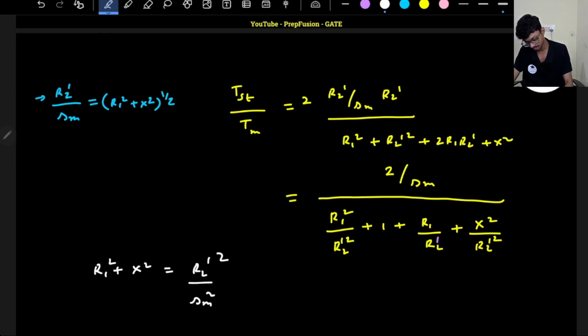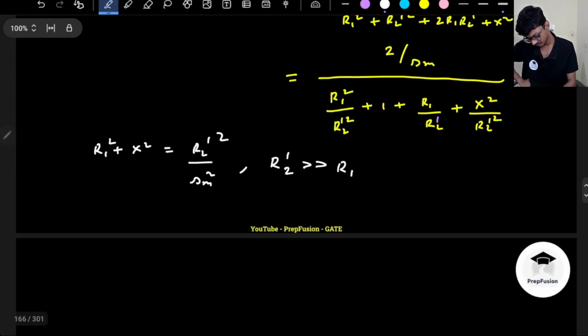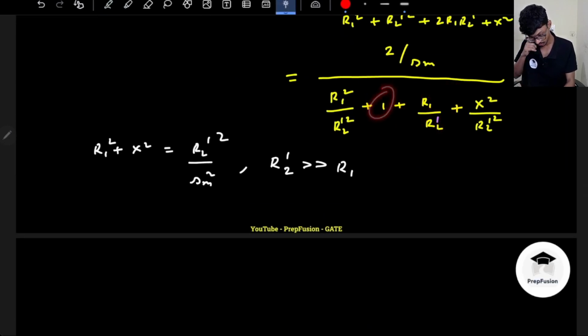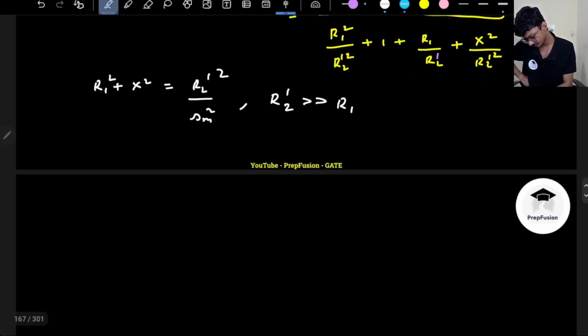So this I can combine, and one more small approximation I will do. I will assume, and generally this will happen, you will see it practically also, that the rotor resistance R2 dash will be much greater than the stator resistance R1. If this is much higher, this will go away, so this will be 0, this will be 1, and this whole thing will be simply 1 by SM.